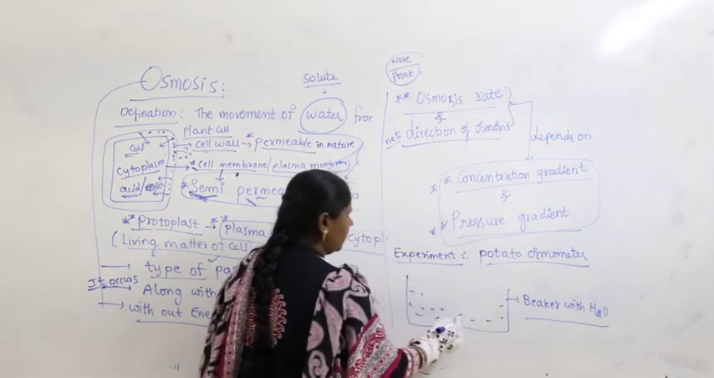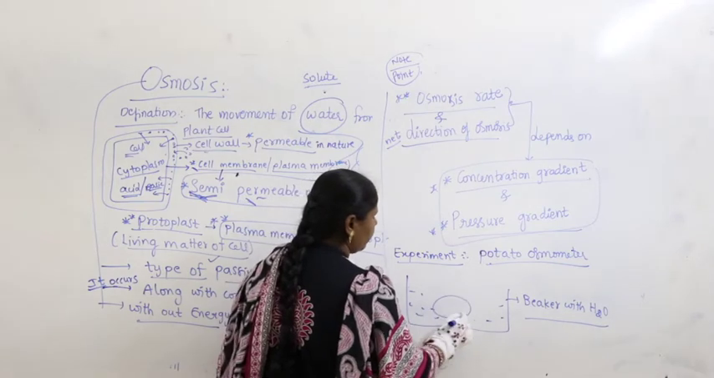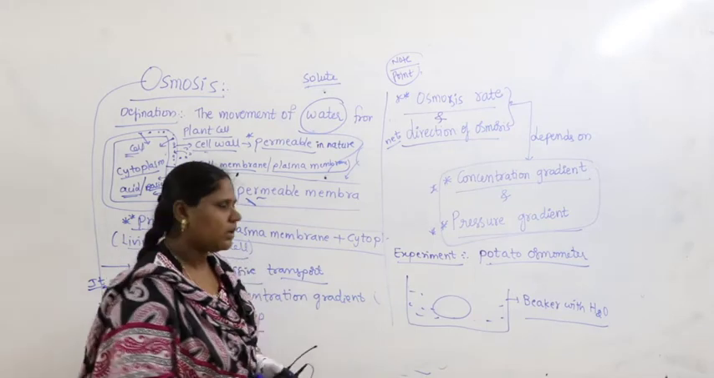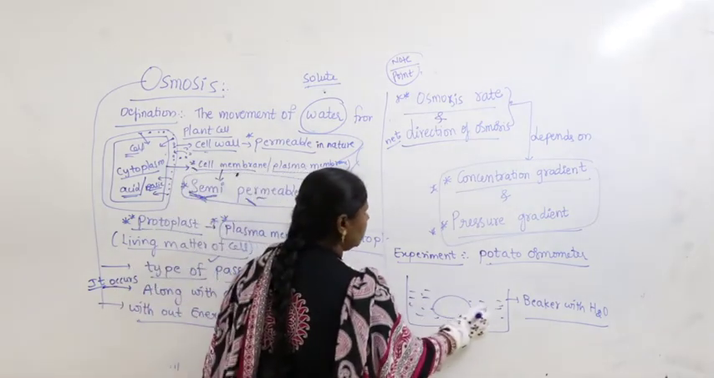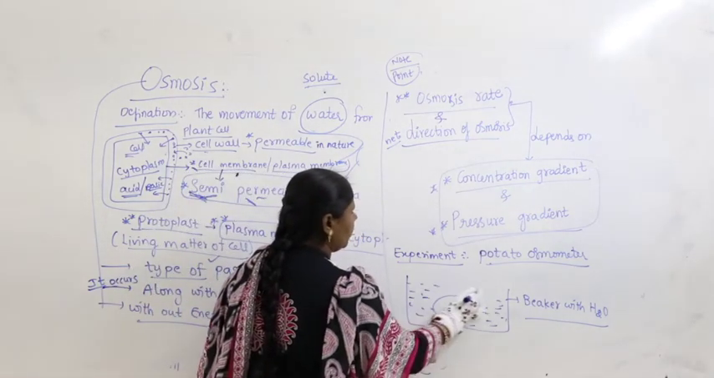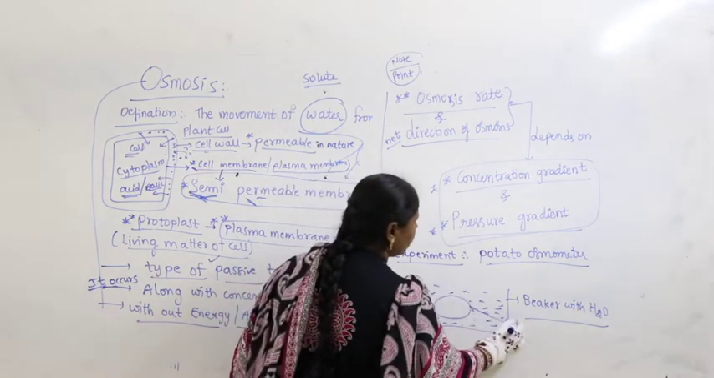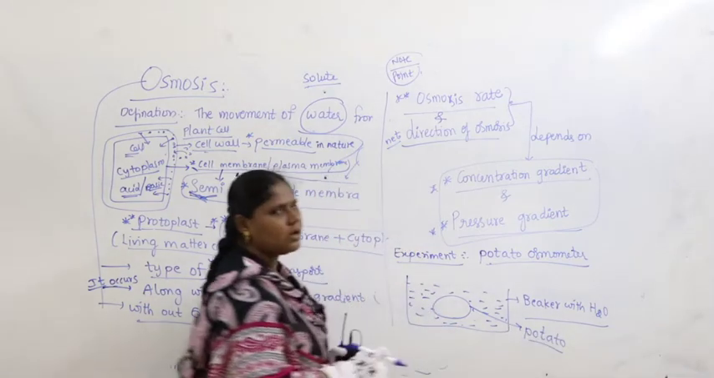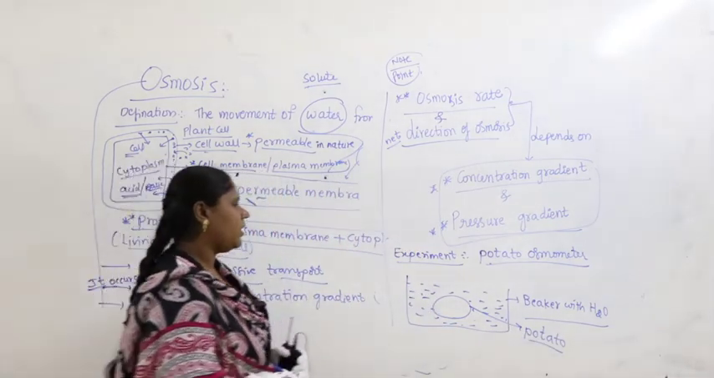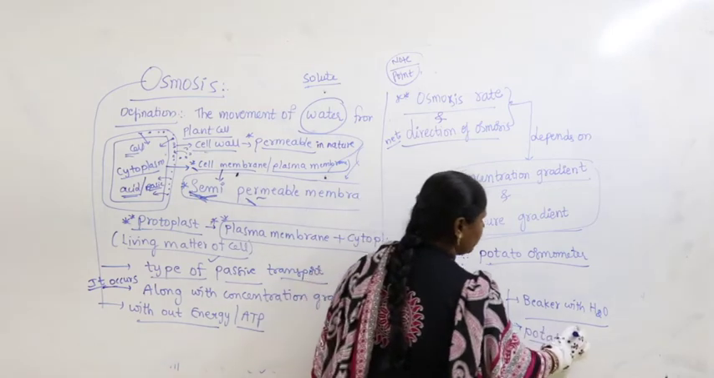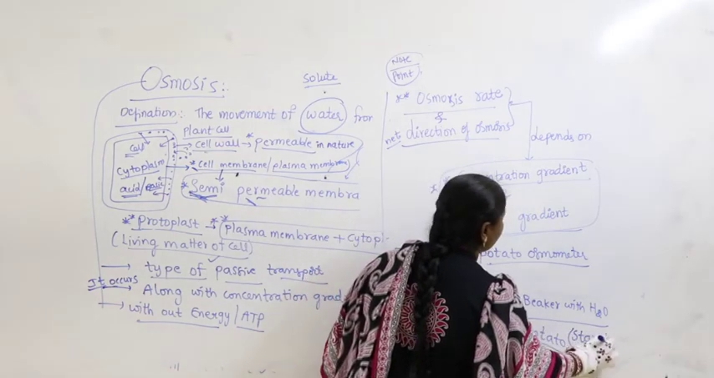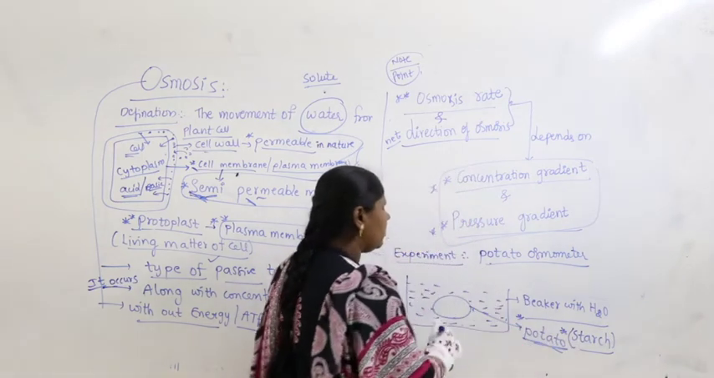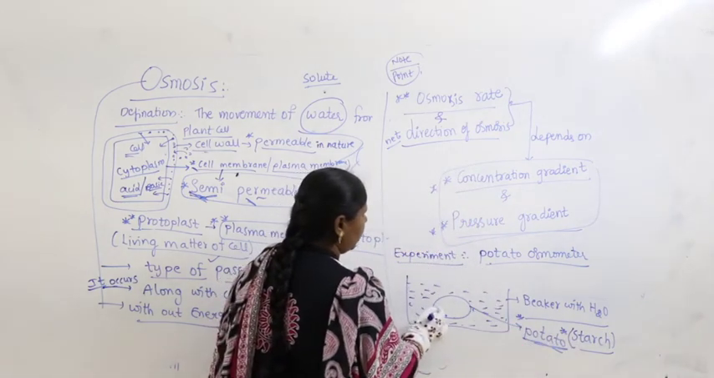Now into this beaker we place a potato. Take the beaker full of water here, and into this water let us put a potato. You all know it very well. Potato is the one which contains what? Starch. What is the reserve food material we find in the potato? Potato contains starch. So here it is fully filled with starch.